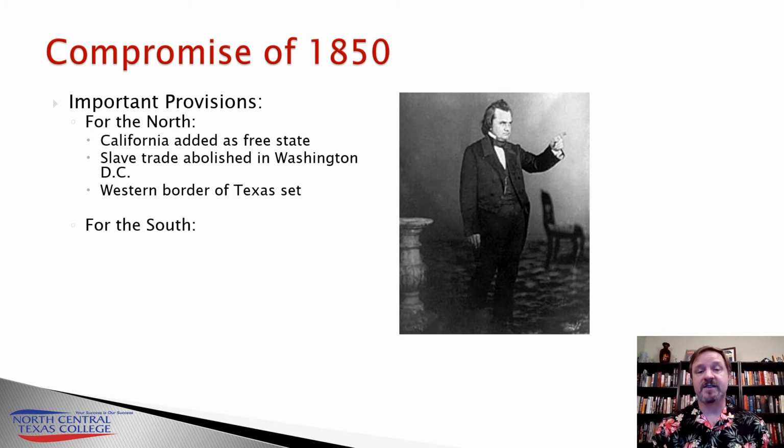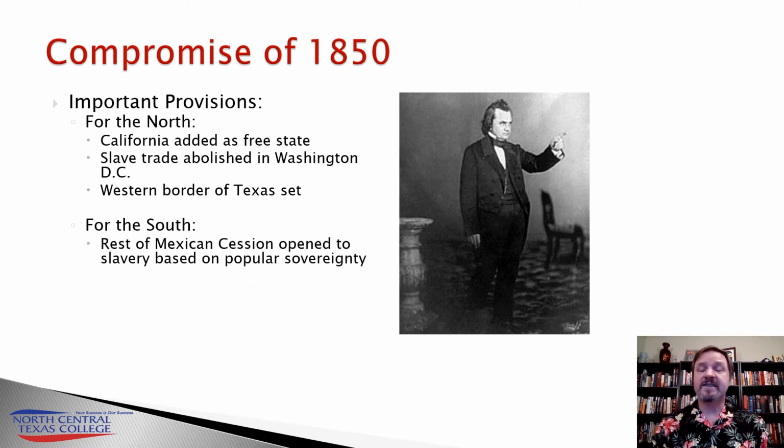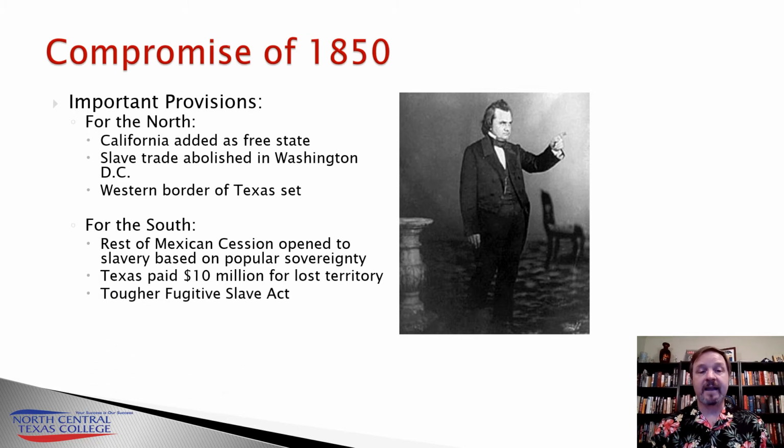Now, for the South, this is what the South gets. The rest of the Mexican Cession, with the exception of California, and of course Texas, which is already brought in as a slave state, is going to be open to slavery based on popular sovereignty. Remember, Stephen Douglas's brainchild here. That's why I have a picture of him on here. Texas will be paid $10 million for the territory lost, hence why they called it the Great Texas Bribery. And then finally, a tougher Federal Fugitive Slave Act, right? Something to replace the Fugitive Slave Act of 1793, which is being flouted by the North.